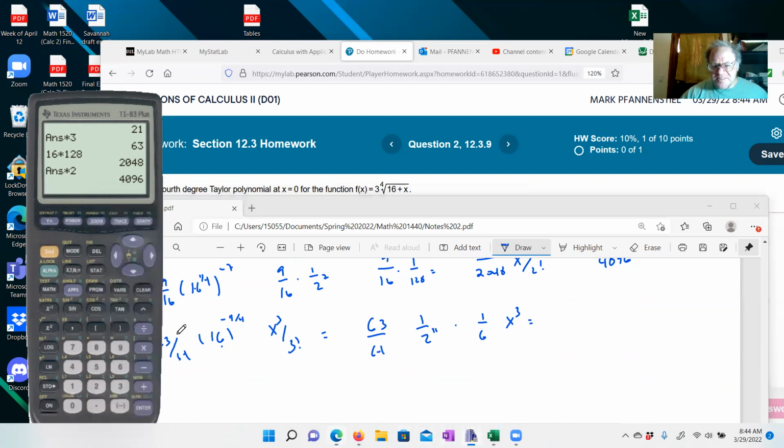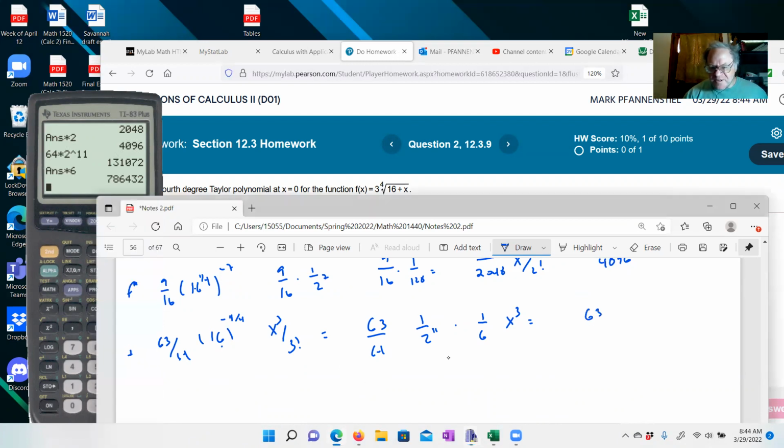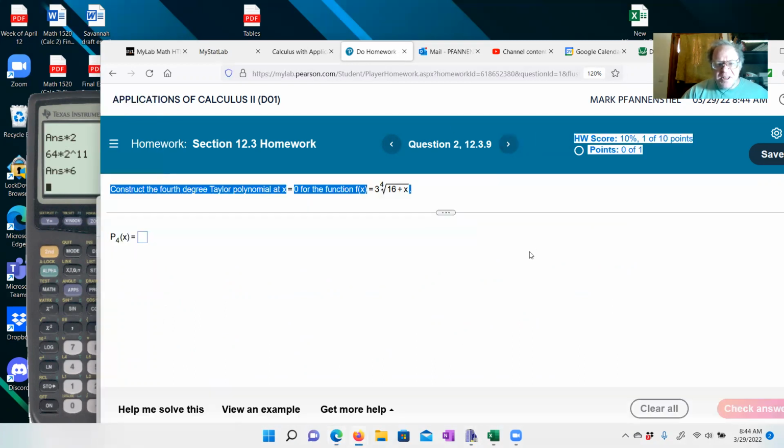So what do we have? We have 64 times 2 to the 11th. Oh, these are going to be delightful. Times 6. Okay, so we're going to have 63 over 786,432 x cubed. Oh, I'm regretting this problem more and more.